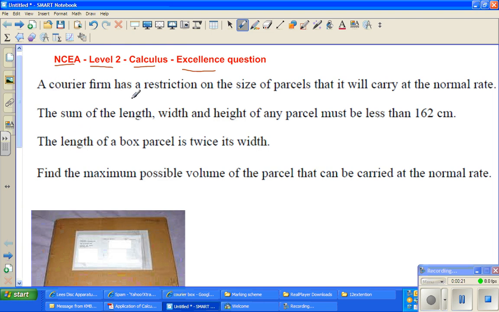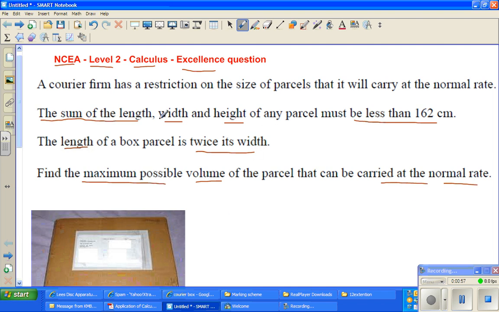A courier firm has a restriction on the size of the parcels that it will carry at a normal rate. Okay, that's not very important. What is important is from here. The sum of the length, width, and the height of any parcel must be less than 162. This is again important. The length of the box is twice its width. Find the maximum possible volume that the parcel can have to be carried at the normal rate.